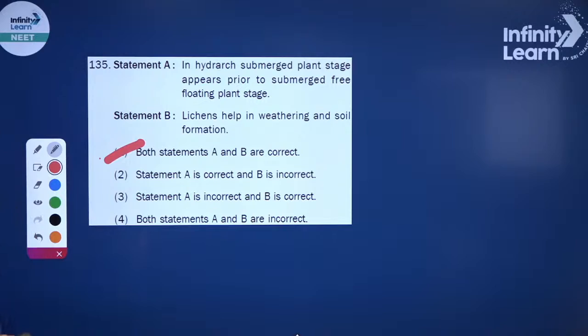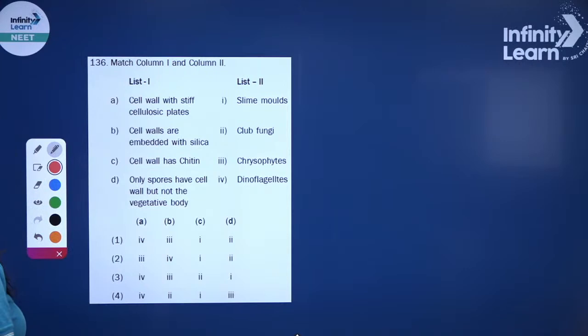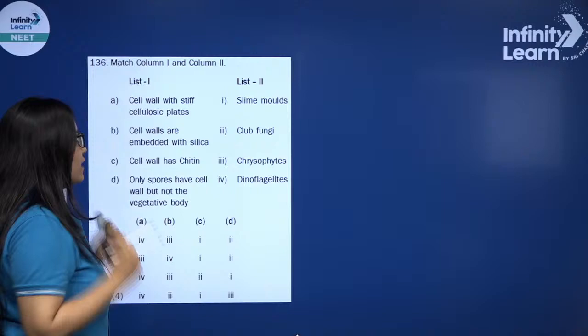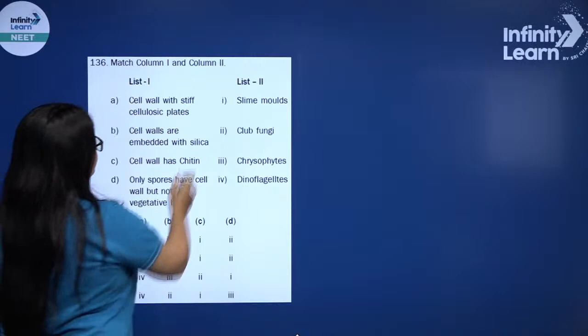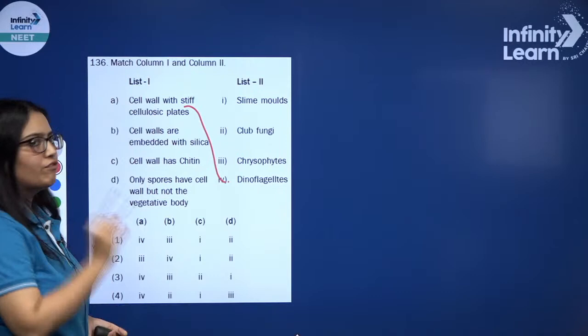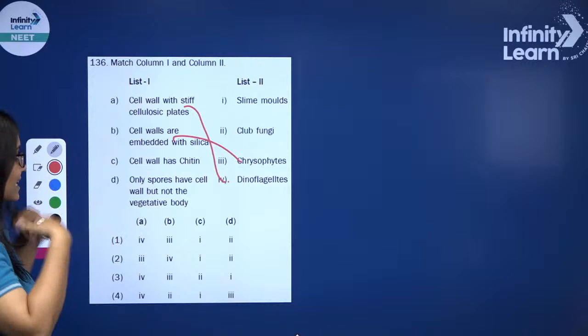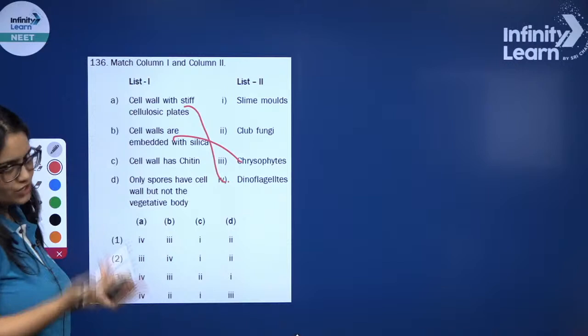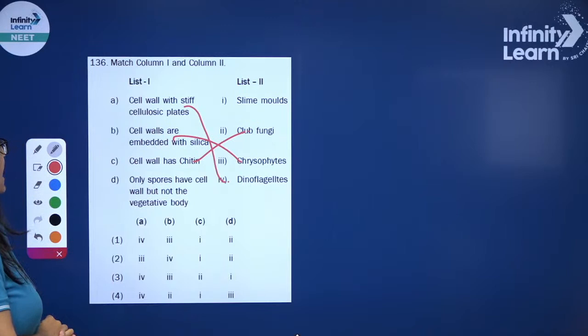Match the column. This question is from your biological classification. Cell wall with stiff cellulosic plates is a character of dinoflagellates. Cell wall with embedded silica is a characteristic of diatoms, which are members of chrysophytes. Cell wall with chitin is present in fungi, and club fungi is a member of basidiomycetes, which is a fungi. So cell wall of fungi, that's simple. Only spores have cell wall but not the vegetative body.